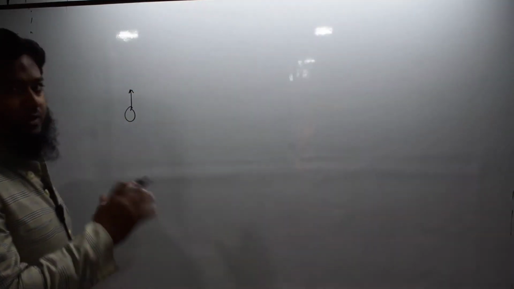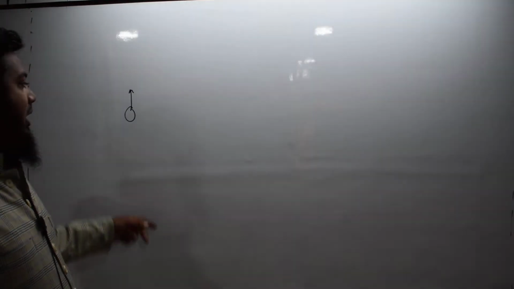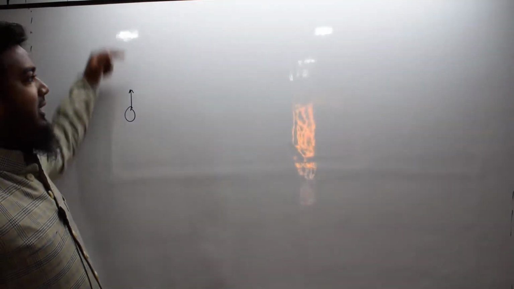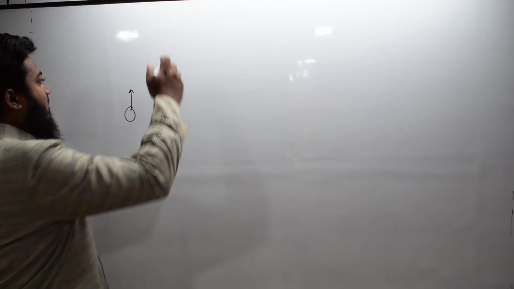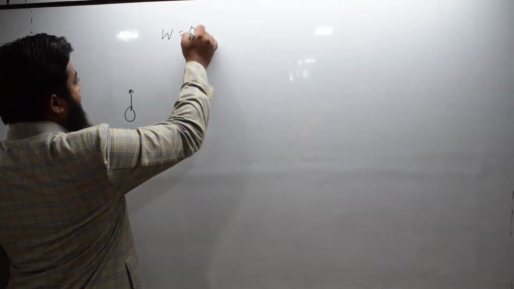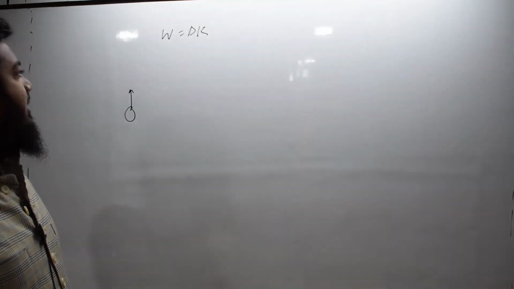Two forces are acting on the ball, air friction and gravitational force, and it has some initial velocity and finally it is at rest. So, there is some change in kinetic energy. To calculate work done by air friction, we will use the work energy theorem, which says that work done by all the forces is equal to change in kinetic energy.